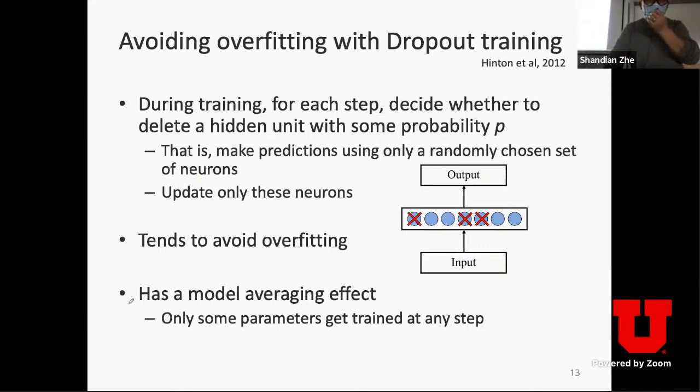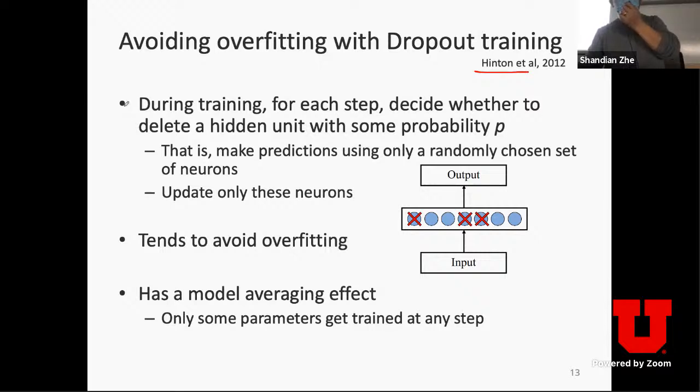And then recently, people have developed another effective technique. It's called dropout, or dropout training. It was proposed by Geoffrey Hinton. He's the pioneer of the neural network. He received the Turing Award, I think, last year or the year before last.